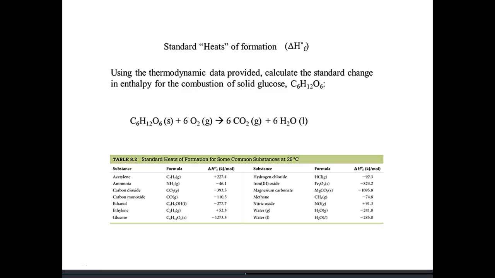So this practice problem is using heats of formation, or the change in enthalpy delta H under standard conditions, that's associated with the formation of these compounds from their elements in their standard states. So this is just an example of how we use heats of formation. We're given an equation. This is combustion of glucose, and we have heats of formation values in the table at the bottom.